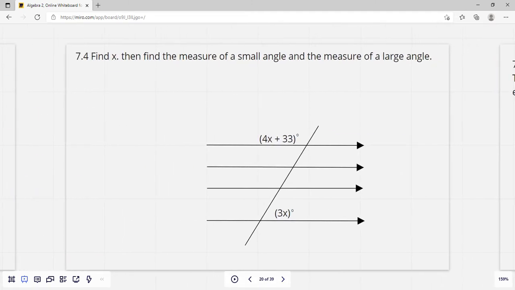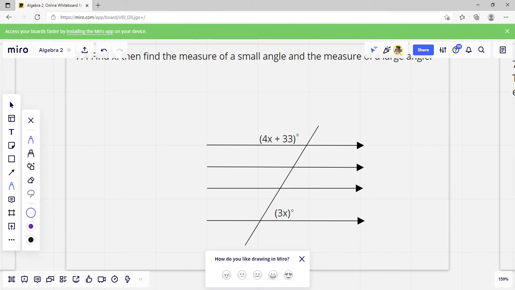Alright, next one, find x, then find the measure of a small angle and the measure of a large angle. Okay, so for this one, the key is to know that if we have a small angle and a large angle, these two together are going to be 180 because a straight angle is 180. So that straight angle consists of this plus this. So this large angle plus this small angle is going to make 180. So if I have 4x plus 33 plus 3x, that should equal 180. Now all I have to do is solve for x.